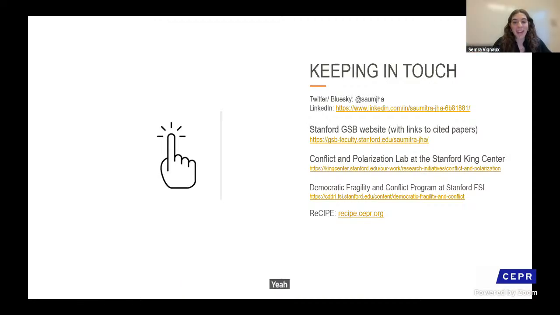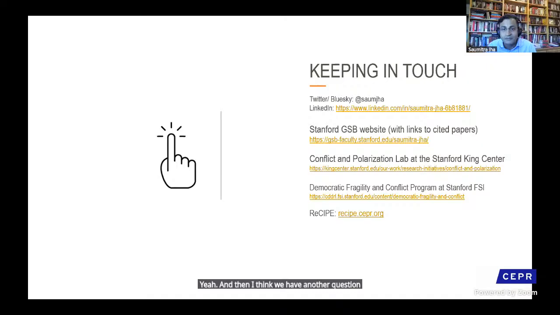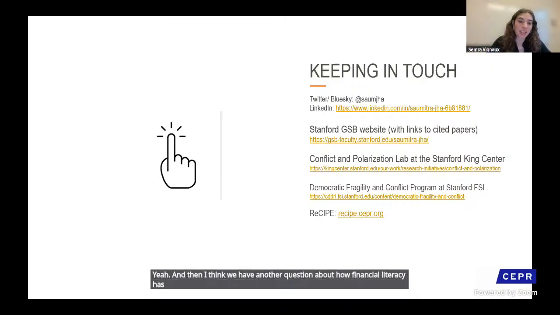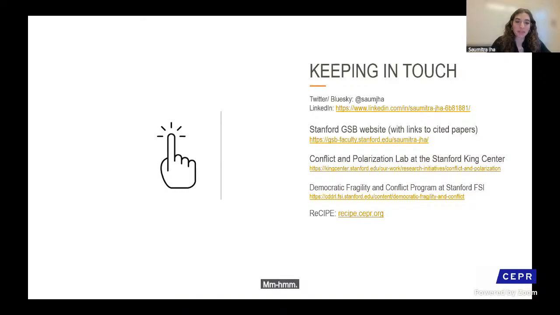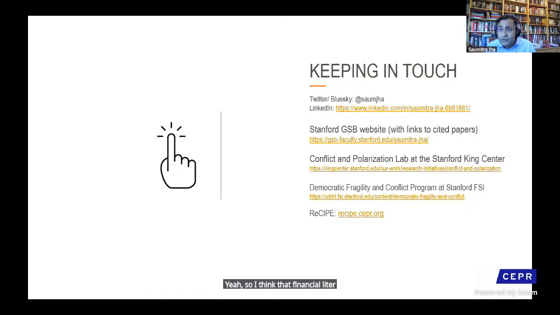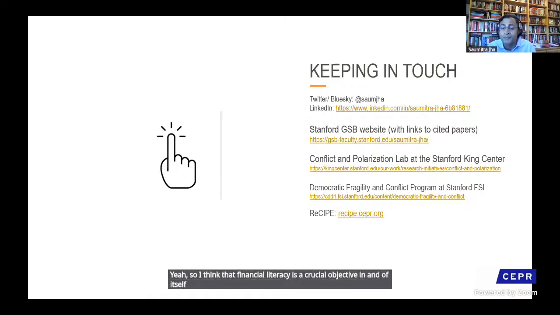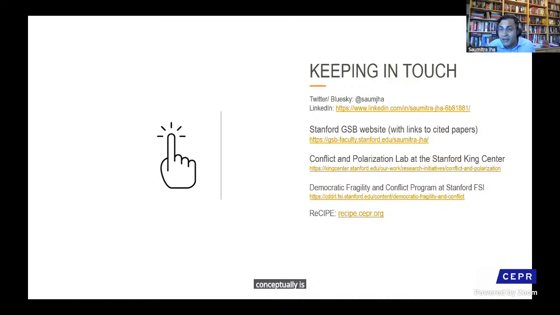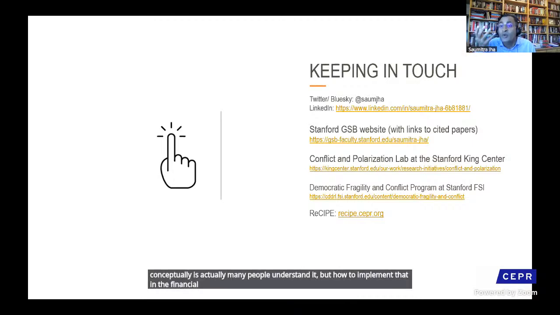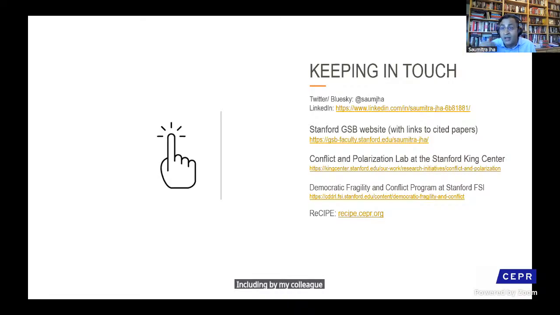And then I think we have another question about how financial literacy has impacts on the study. Yeah, I think that financial literacy is a crucial objective in and of itself. People often understand that you should diversify. That idea conceptually is something many people understand, but how to implement it in the financial markets, by buying a mutual fund or an index fund versus individual stocks, is not something many people grasp. If you look at the tests that people have done around the world, including by my colleague Anna-Maria Lusardi, many people don't make that leap.